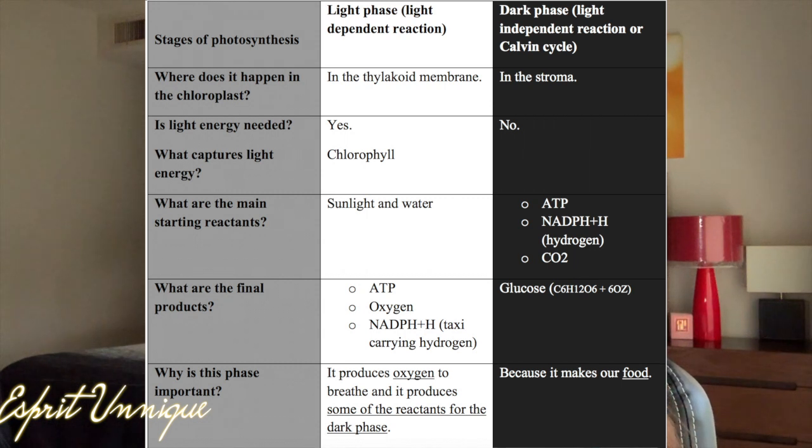Now, what are the final products? Glucose. This is how plants make glucose, through the dark phase. Why is it so important? Because it makes our food.